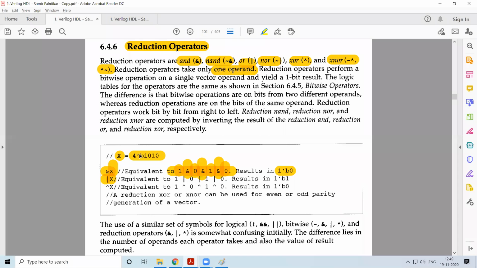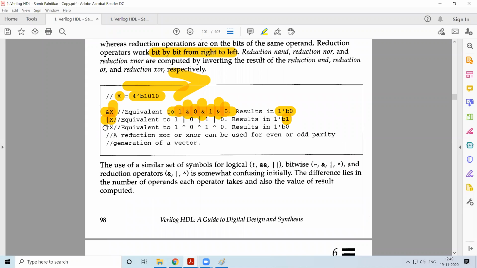If I OR all the bits, the end result will be 1. For reduction operators, the end result will be a 1 bit result. And the bit by bit operation is performed from right to left, that is, you move from this direction to this direction. Here we have the caret operator, which performs the XORing operation.